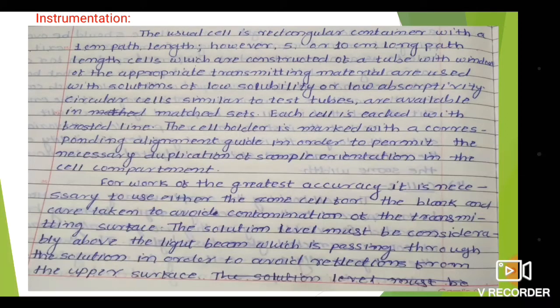So the usual cell is a rectangular container with a 1 centimeter path length.